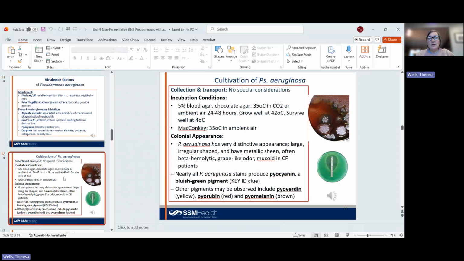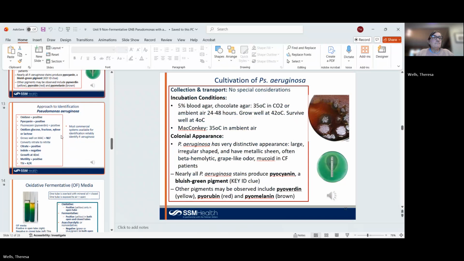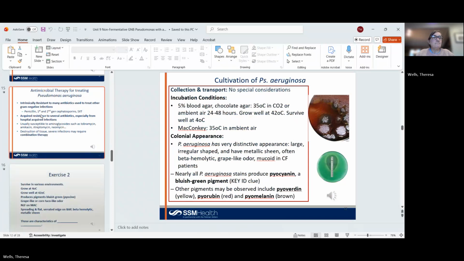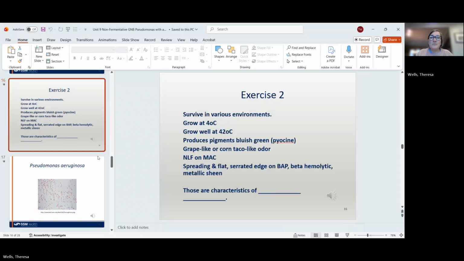I'm not going to ask you all the different varieties of biochemical tests, particularly ones that we do not typically use in the laboratory. For instance, this exercise is helpful. These are the things you should know because the answer to this question, exercise 2, is Pseudomonas aeruginosa. But these characteristics are important in that identification.